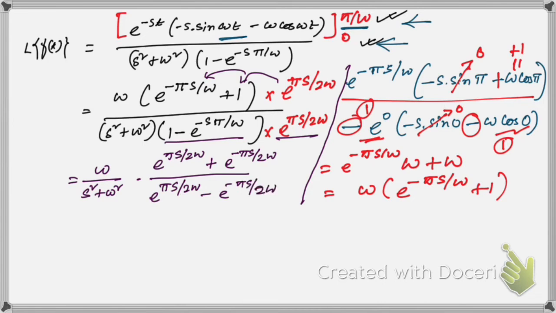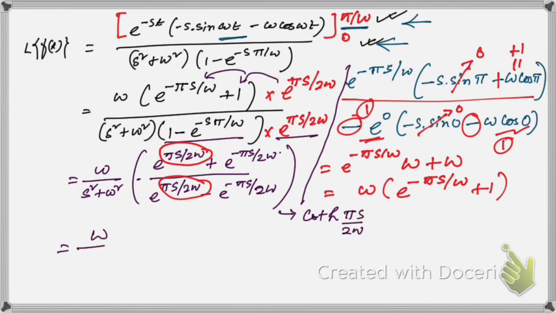So now this is equal to nothing but cot hyperbolic pi s by 2 omega. It is a formula. So using that result, we have got this cot hyperbolic pi s by 2 omega. So this is the Laplace transformation of the given function. That's how we can solve. So hope you have understood this. Now let's move on to the next slide.